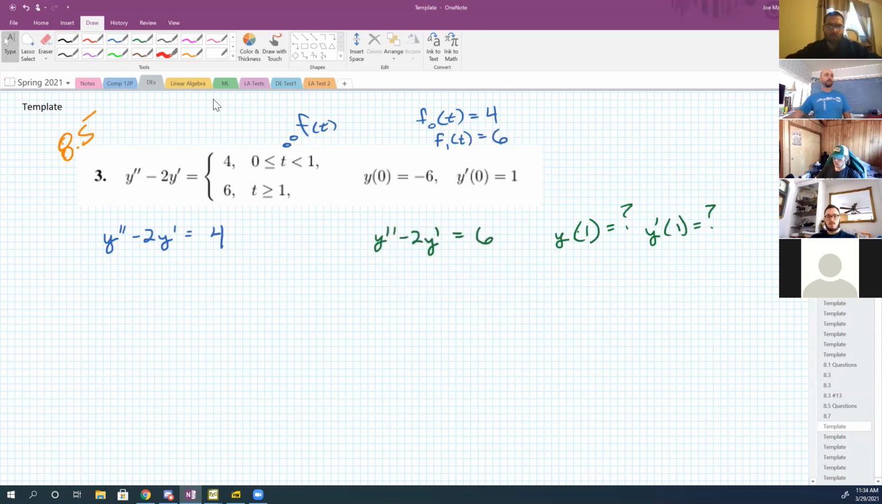Oh, are you kidding me? I think I know why I got it wrong. What? So the problem that you have is y double prime minus 2y prime, right? I wrote down y double prime minus 2y.